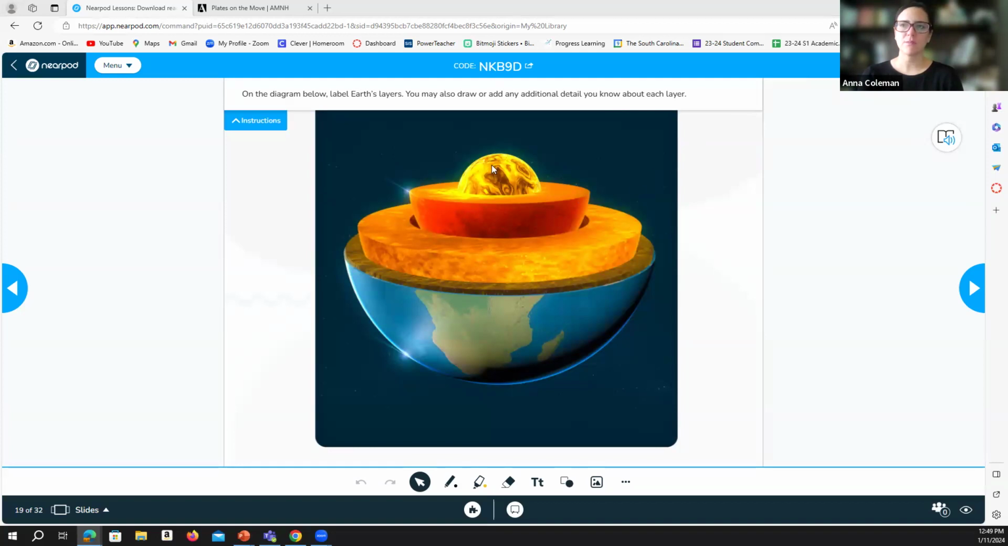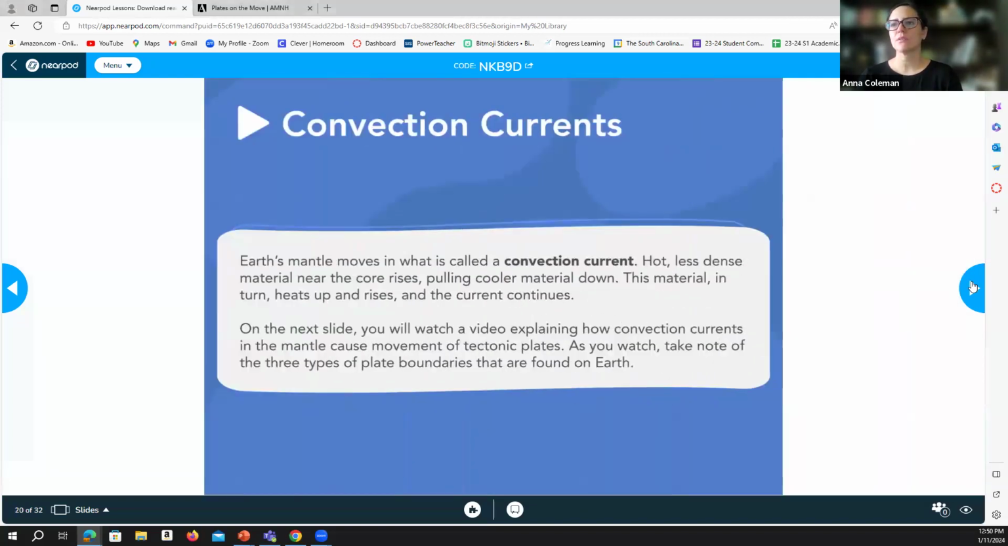Hint, this would be your inner core, smack dab in the middle, right? After that, your outer core, your mantle, your upper mantle, and then also down here would be the crust. This is where we live on, the continental crust. So you should have drawn or labeled those.